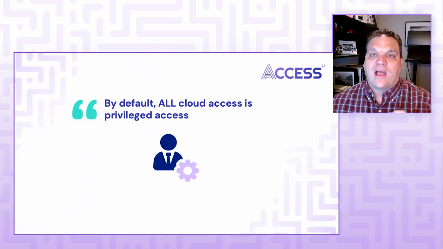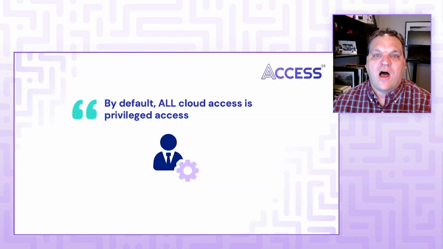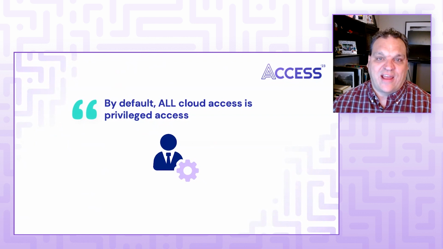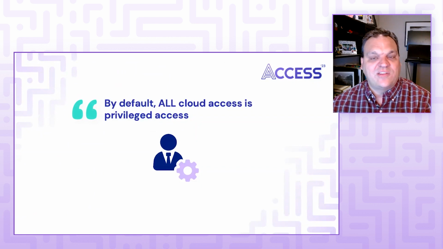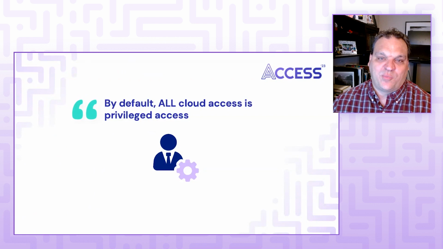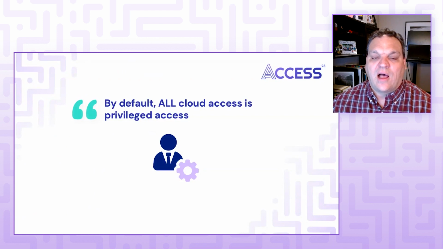So the first key is by default, all cloud access is privileged access. This is a key principle that I want you to wrap your head around because it's different than what we're used to in identity. All access is privileged access in the cloud. In AWS speak, we call that a principal. So here's my little icon for you to recognize a principal.